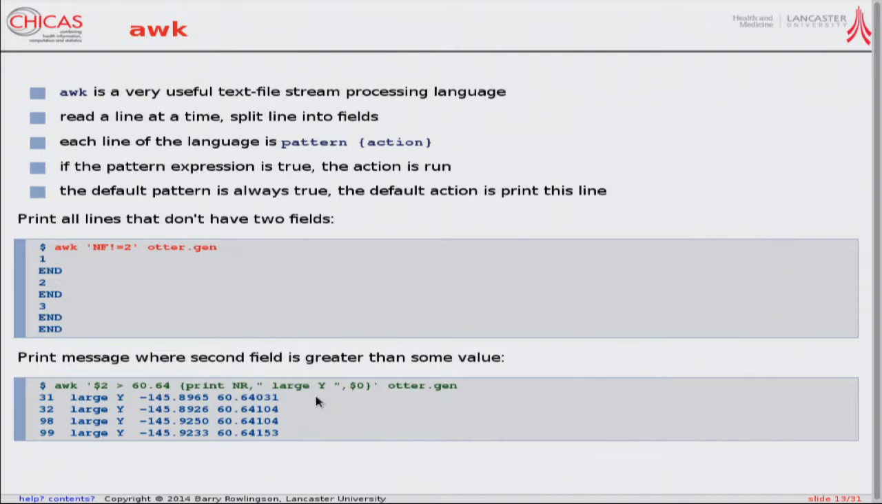AWK scripts can get complicated. I don't expect you to understand a lot of these things or be able to type them in shortly afterwards, but just as conceptual examples of what these things can do, what I'm going to do here is, if ever the second coordinate, $2, is the second field, so that's the second coordinate because they're x, y, if the second coordinate number is bigger than 60.64, that might be some significant value, print out the record number, which is the line number in the file, print out a little message, and then print the line out. So you can do complicated pattern matching and printing like that.